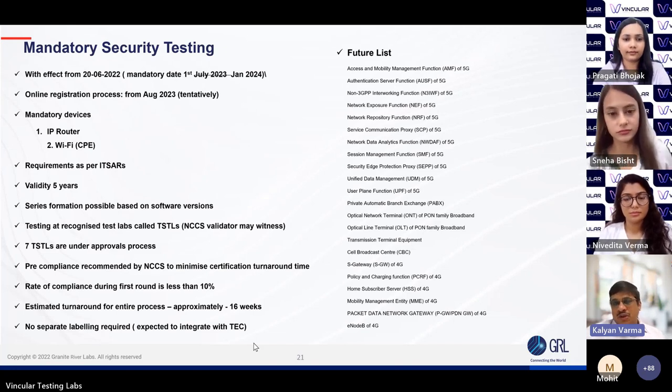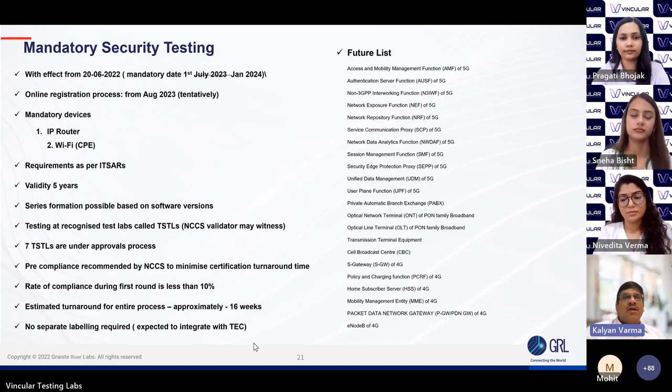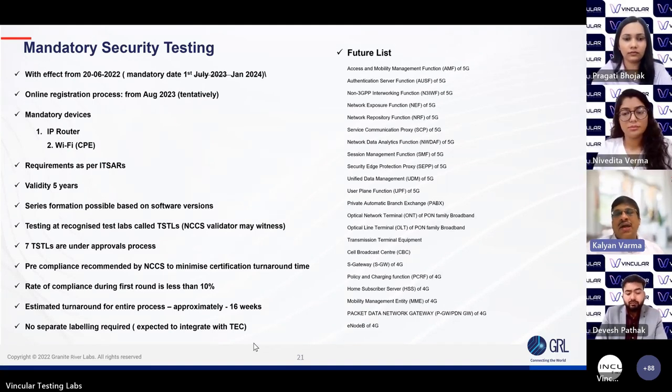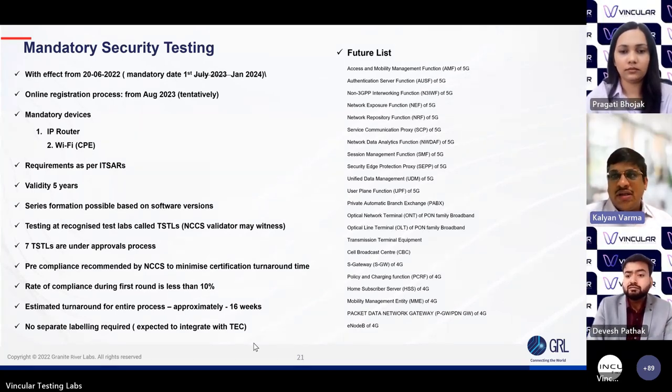As most of you are aware, at present two products are under the mandatory list. One is the IP router, the second is the CPE Wi-Fi access points. These are followed by many other products like all the PON family, terminal equipment, and switches, all of which already have ITSAR requirements published, and they would become mandatory in a sequential manner as and when the infrastructure is made available in India. And unlike in MTCTE for safety and EMC, in security requirements the entire testing must be done in the so-called TSTL, the authorized laboratories of NCCS within India only.